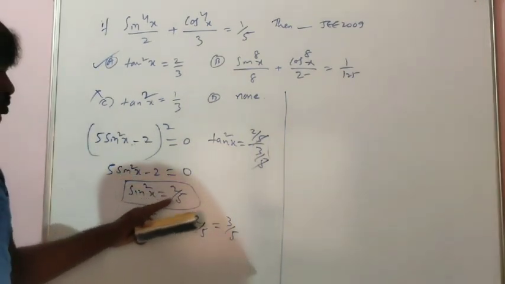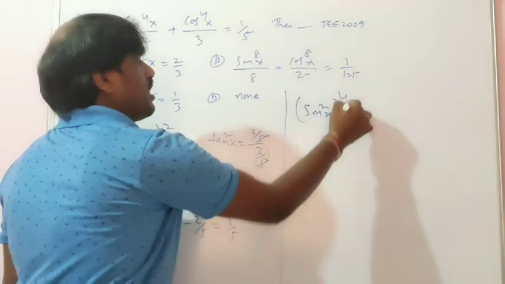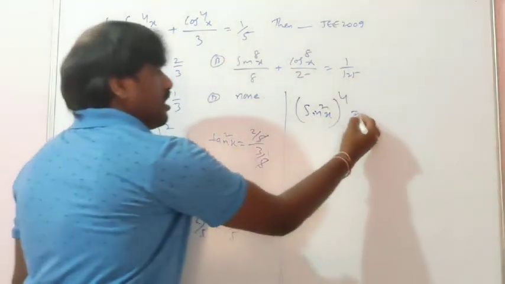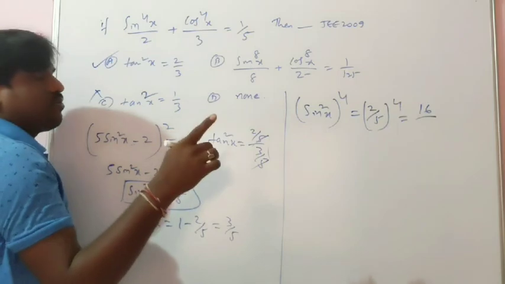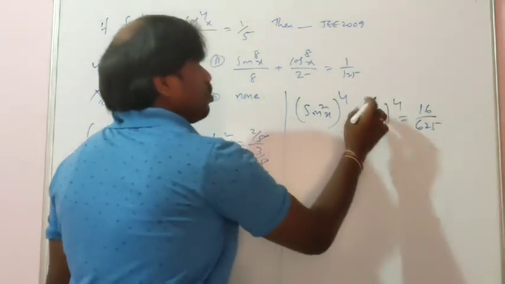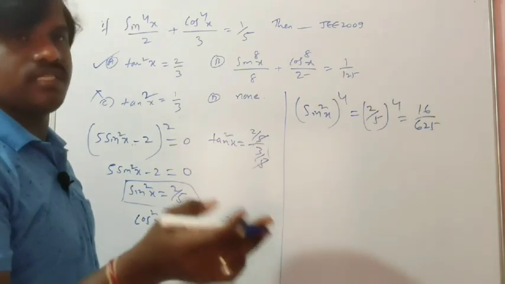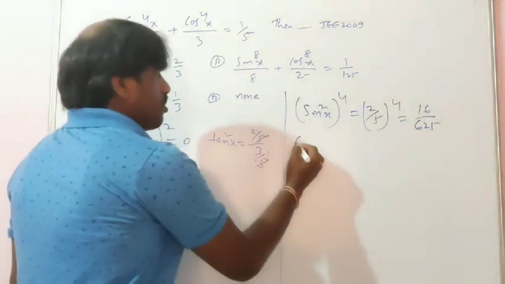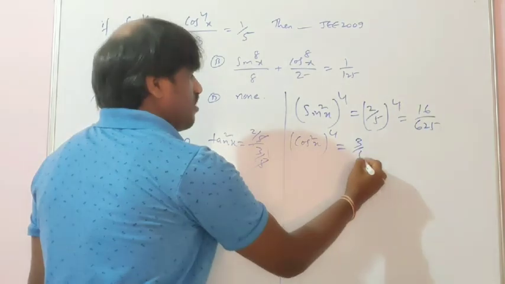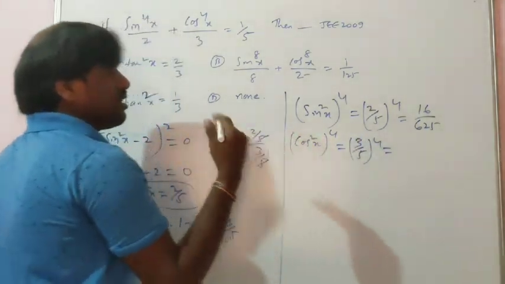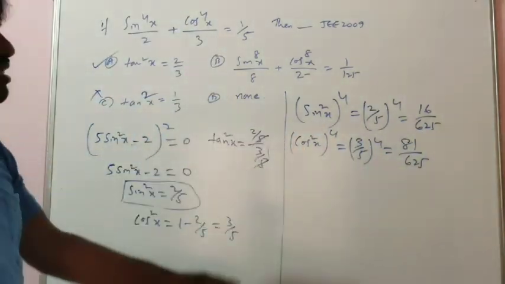Sin square x is 2 by 5, so sin power 4 x is 2 by 5 power 4. 2 power 4 is 16, and 5 power 4 is 625: 5 5 is 25, 25 5 is 125, 125 5 is 625. And cos square x is 3 by 5, so cos power 4 x is 3 by 5 power 4, that is 3 3 is 9, 9 3 is 27, 27 3 is 81, so 81 by 625. So I got sin power 4 and cos power 4.